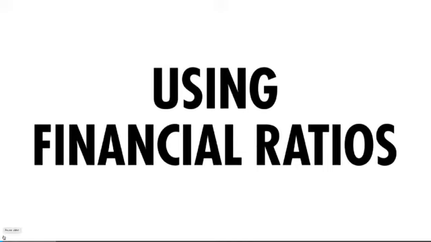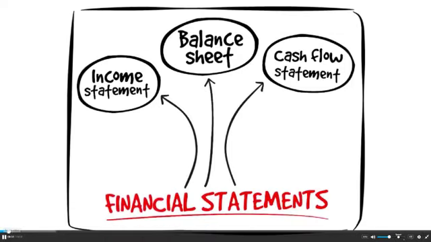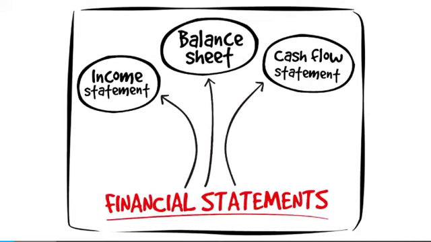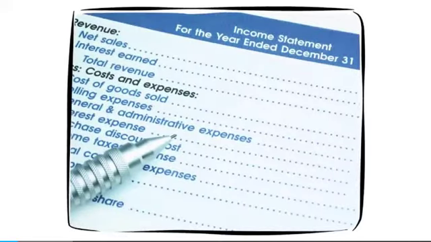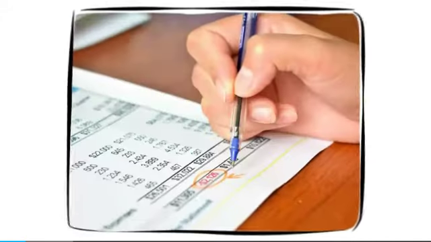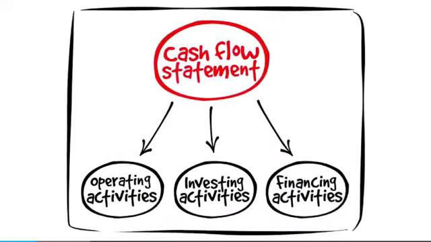Using financial ratios. A firm's financial statements can be very helpful in understanding their overall condition. For example, investors may look at the income statement to see if the company is making a profit. From the balance sheet, lenders can tell how much debt the company has and when it is due. The statement of cash flows is very helpful in understanding how well the company manages its cash.